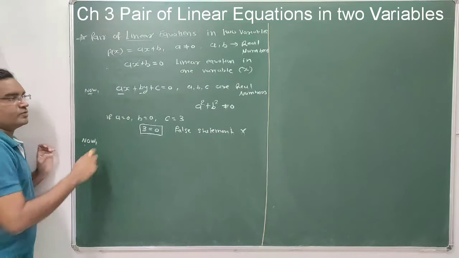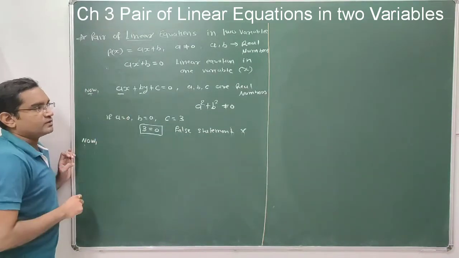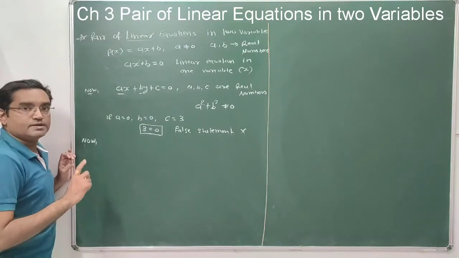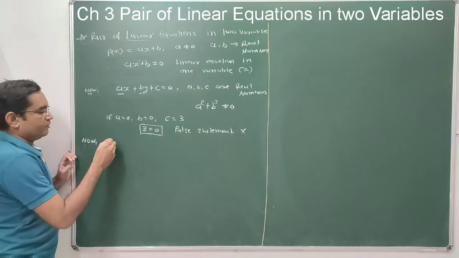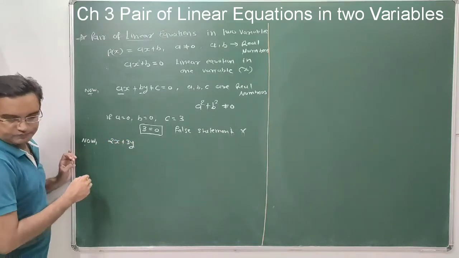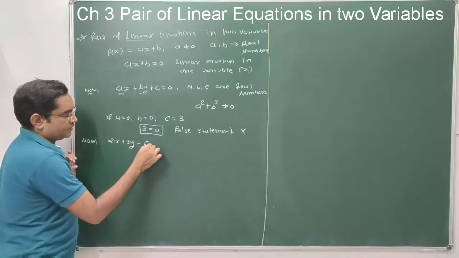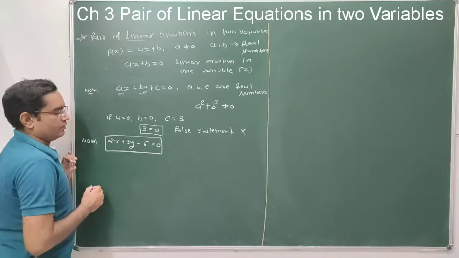So this was the concept of standard 9. At that time we have discussed the graph of a linear equation in two variables is a straight line. Let us now consider one linear equation in two variables, which is 2x plus 3y minus 6 equal to 0. This is one linear equation in two variables.